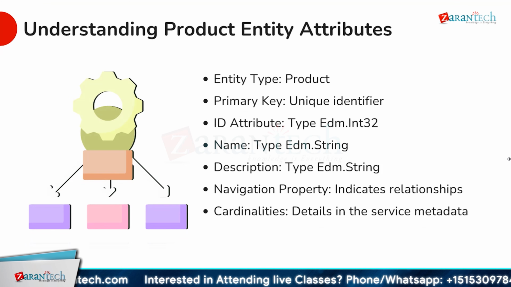Imagine trying to manage a vast online store without knowing how each product is defined. In OData services, understanding the attributes of the product entity is essential for effective data management. The product entity serves as the backbone for representing individual products within the system. Each product is assigned a unique identifier called the primary key, which is crucial for distinguishing it from others.